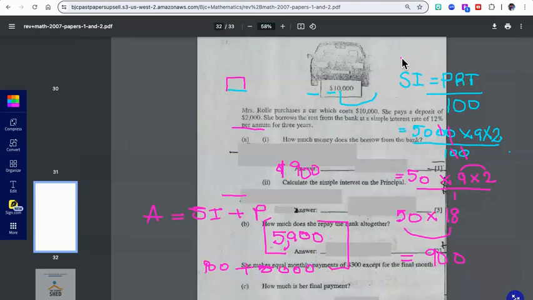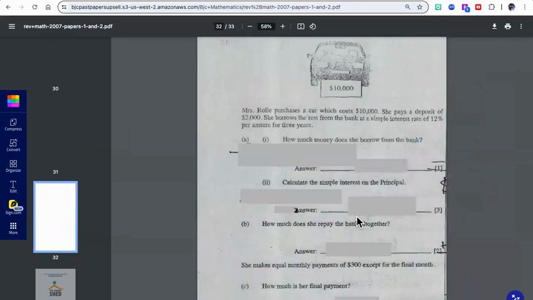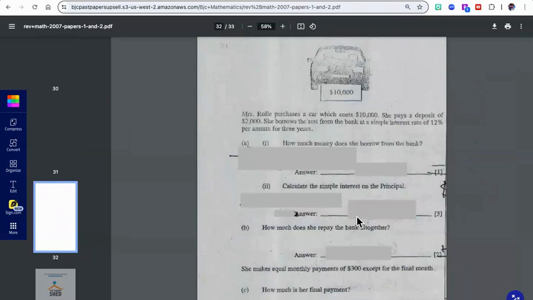Okay, this one, it's a bit blurry, but you can see all the information. So Miss Roll purchases a car which costs $10,000. She pays a deposit of $2,000. She borrows the rest of the money from the bank at a simple interest rate of 12%, which is high, per annum for 3 years.